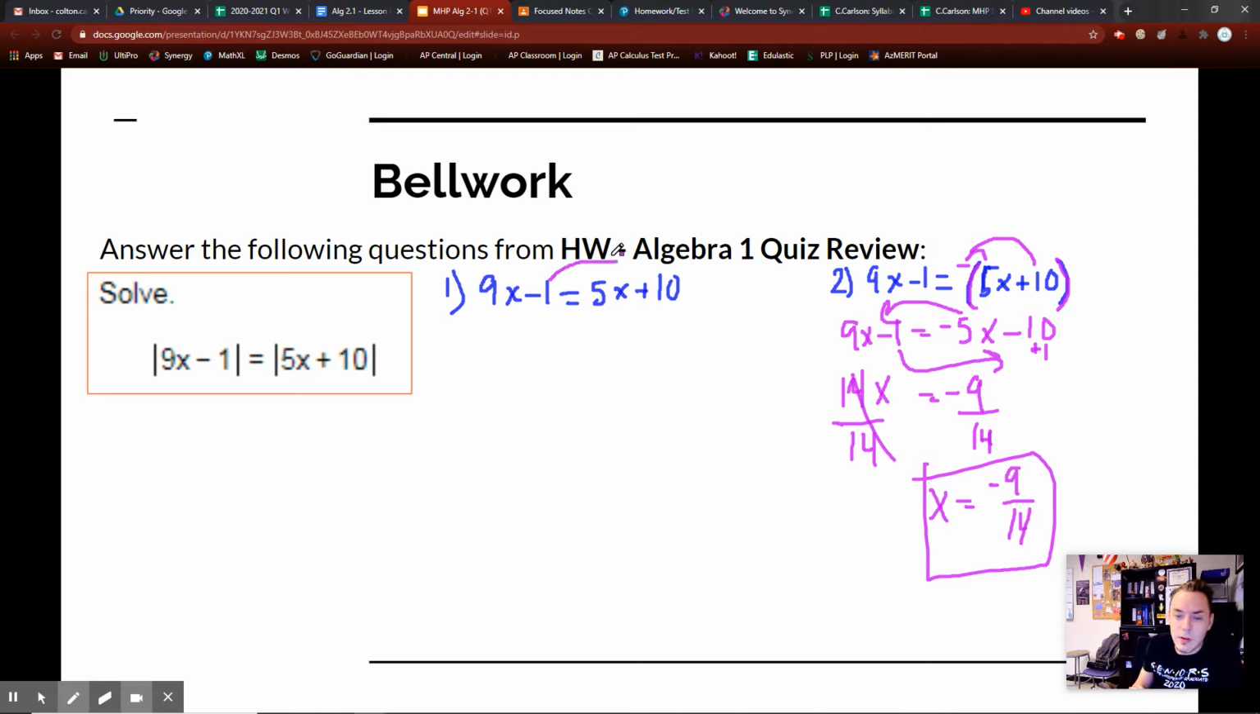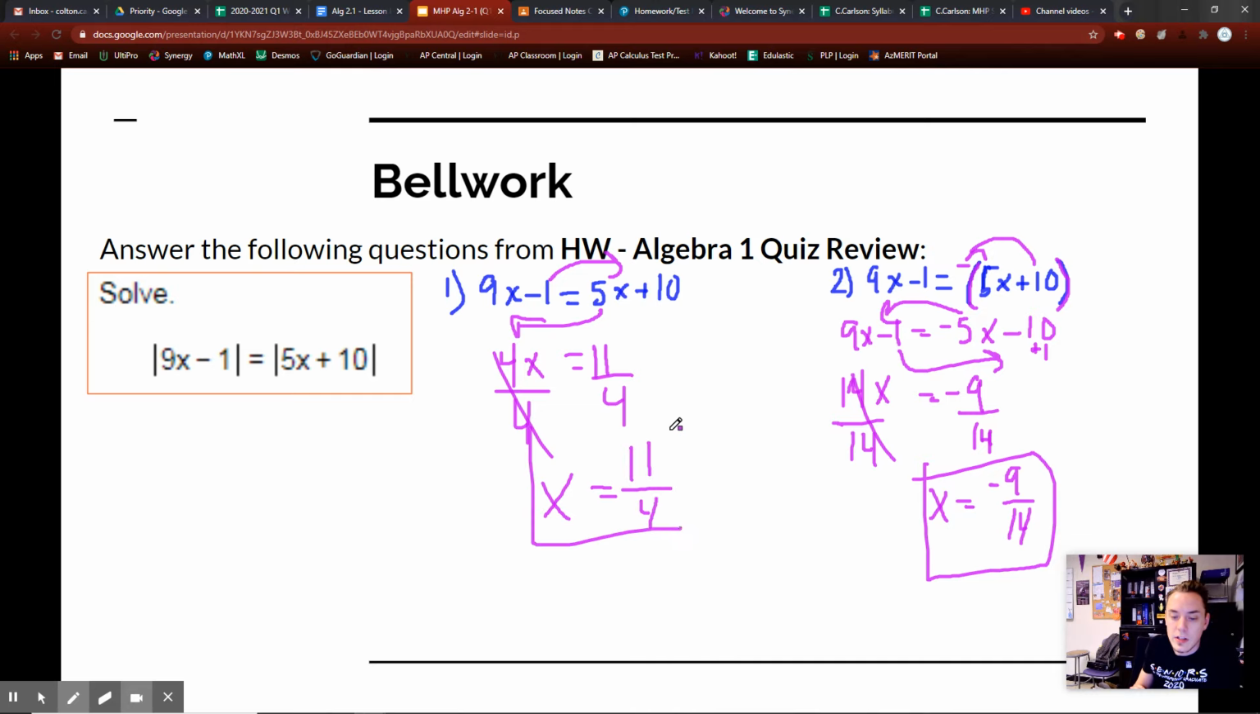All right, so I'm going to add the 1 over, subtract the 5 over. If I subtract the 5 over, I'm going to get 4x. If I add the 1 over on that side, I'm actually going to get 11. So it looks like we're going to get another fraction, which is fine. Divide by 4, that goes poofy. X equals 11 over 4. So these are my two answers. I'm happy. Yay! All right, let's do it.